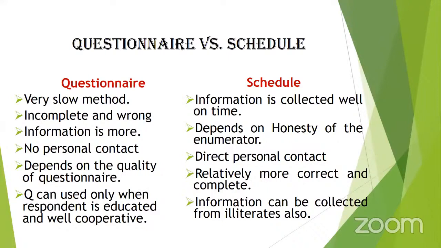When we hire agencies for data collection, we don't trust them. We trust our schedule, which is well defined, and we trust the trainings which we have planned for the research staff. Then we feel that if they go and collect the data, it will be valid data. So there is relatively direct personal contact, which is more correct and more complete, and information can be collected even from illiterate people. Why? Because the research staff is trained enough to explain all the questions and all the points mentioned in the schedule to the person, get the answer, and fill the schedule on behalf of that illiterate person.